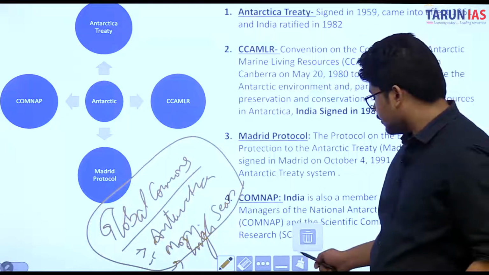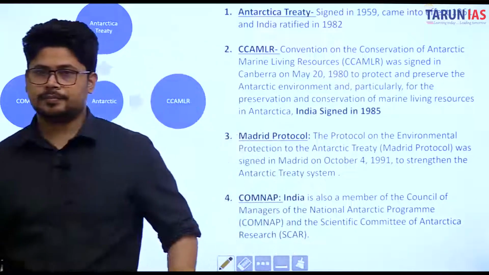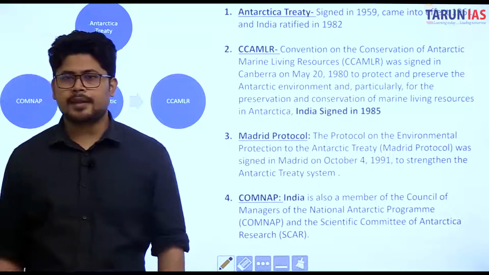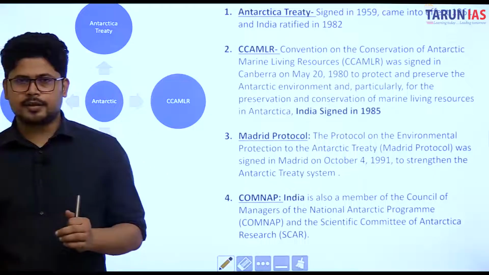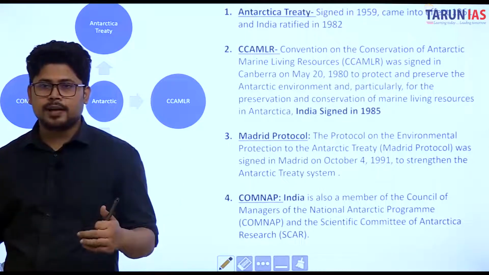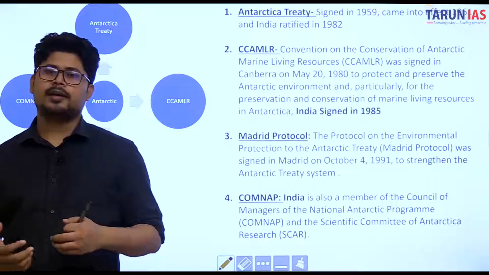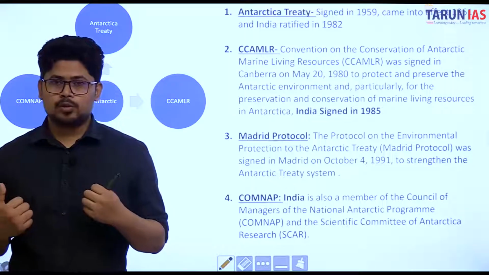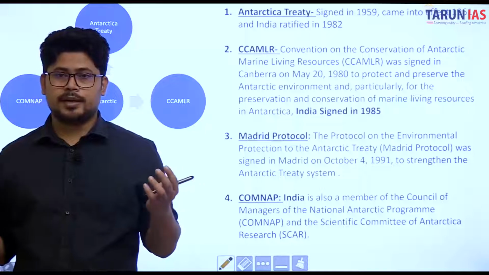Now let's look at what are the specific treaties that protect Antarctica. The first and the most important is the Antarctic Treaty 1959. It was signed in 1959 but came into effect in 1961, and India ratified it in 1982. It declares Antarctica as a global common and it also demilitarizes it. It declares that Antarctica shall be demilitarized.